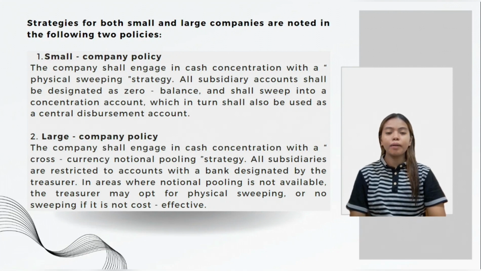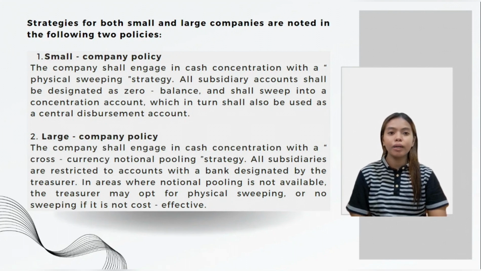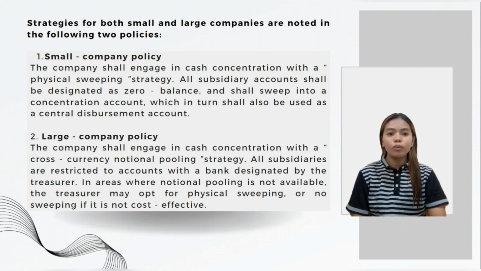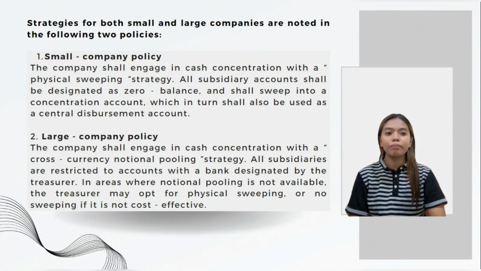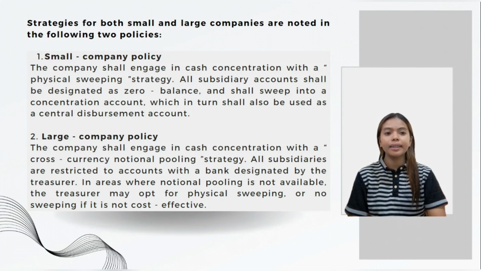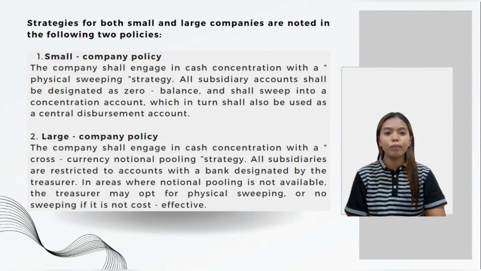1. Small company policy. The company shall engage in cash concentration with a physical sweeping strategy. All subsidiary accounts shall be designated as zero balance and shall sweep into a concentration account, which in turn shall also be used as a central disbursement account. The treasurer may exclude accounts from this strategy if sweeping is not cost-effective. This policy works well for smaller entities using a single currency in locations where notional pooling is not available.